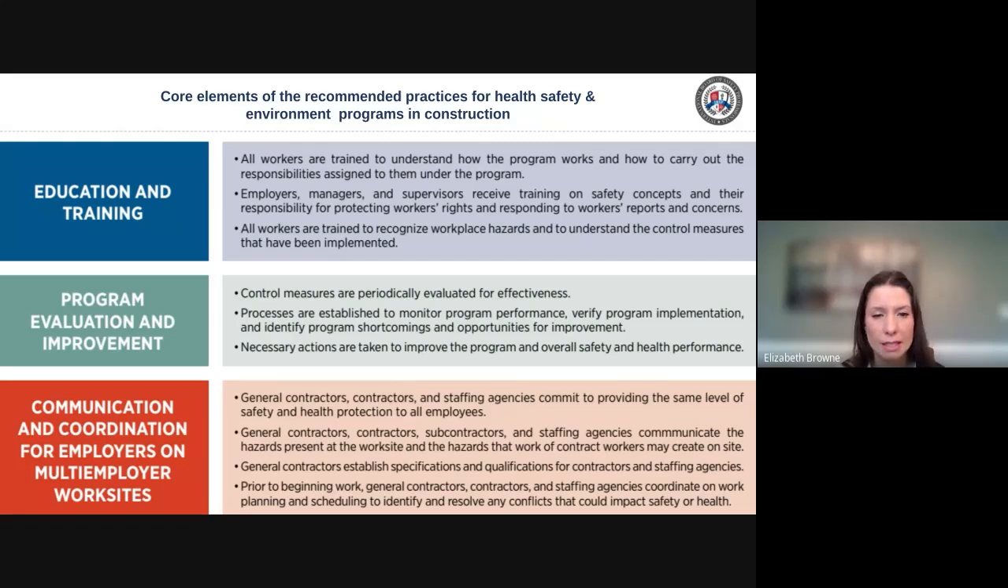Our program will be evaluated and improved on a periodic and scheduled inspection to evaluate the effectiveness of the control measures. Effective programs should have processes established to monitor program performance, verify that the program implementation recommendations have been implemented properly, and identify any program shortcomings and recommend opportunities for improvement. Necessary action should be taken to improve the program and overall safety and health performance. Again, this should be done on a scheduled basis and annually at a minimum, but a lot of effective programs will have this periodic inspection on a monthly or quarterly basis.